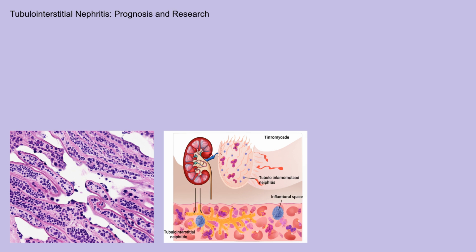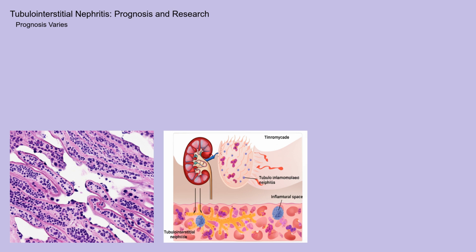The prognosis of tubulointerstitial nephritis varies depending on the underlying cause, the severity of the kidney damage, and the timeliness of treatment. Acute TIN, especially if drug-induced, can often be reversed if the offending agent is stopped promptly. However, chronic TIN has a less favorable prognosis and may lead to progressive kidney damage and eventually kidney failure.